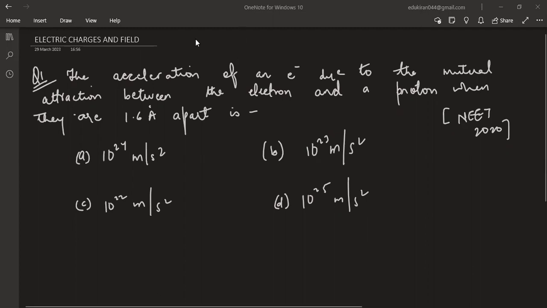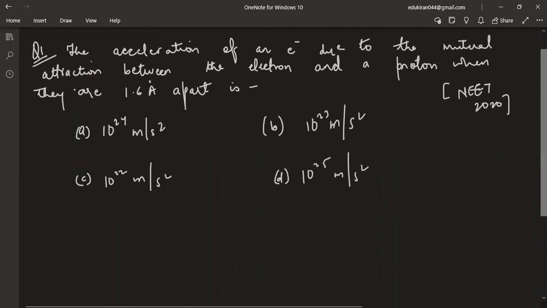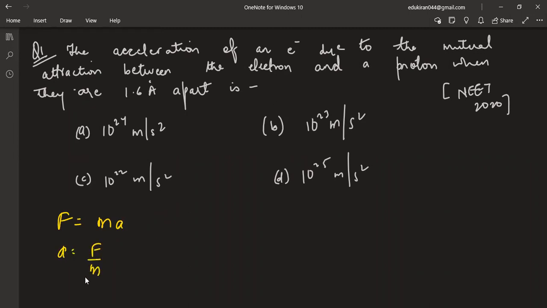Yes, Heather has correctly answered. See, this shouldn't take so much time because the calculation part is very easy. As soon as it gives you 1.6, calculations become easier. See, in acceleration of an electron, you have to find it out. F is equal to ma. So acceleration is force divided by mass.